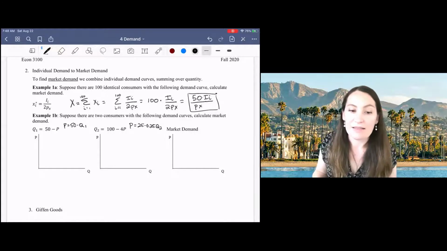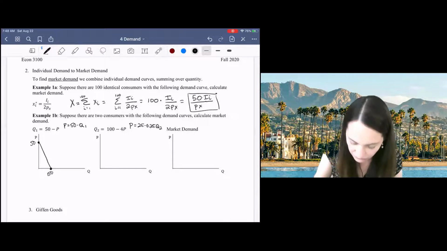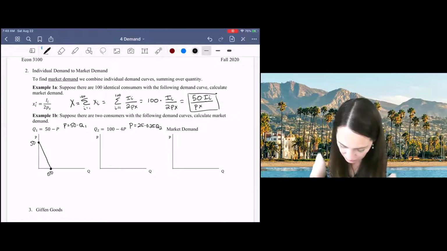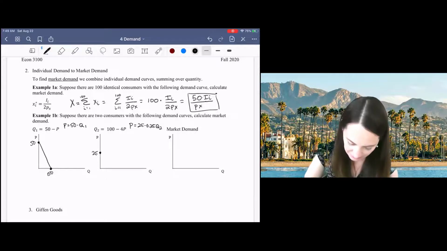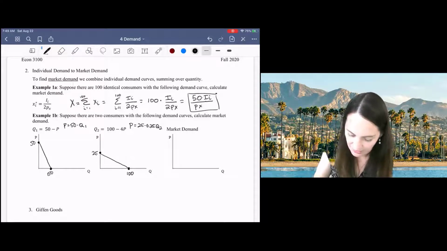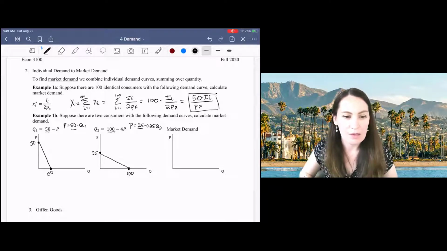And then I can see easily my y-intercept here at 50. Okay, and it's going to go down to 50. Then for person 2, I've got a y-intercept at 25, and that's going to go out to 100, right? And I can see this number is my x-intercept, this number is my y-intercept. That's where I'm getting those numbers for plotting my demand equations.